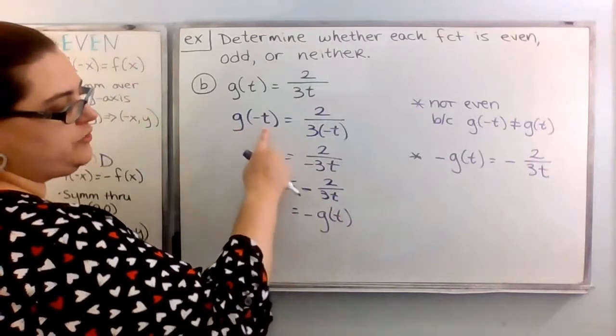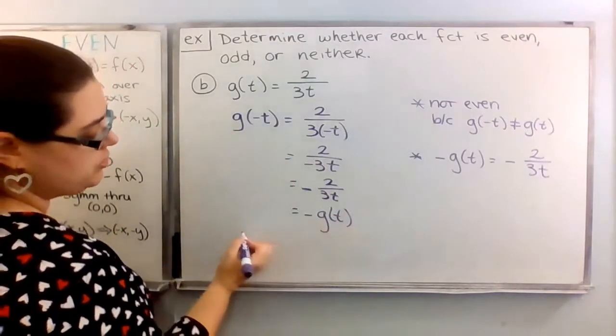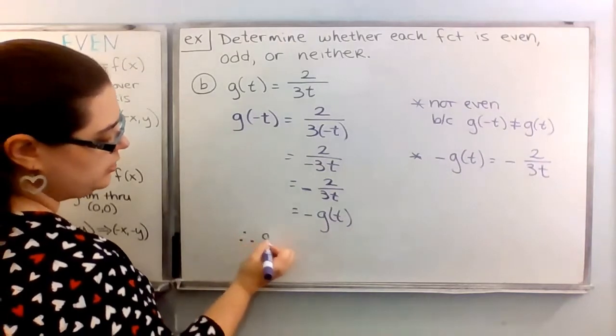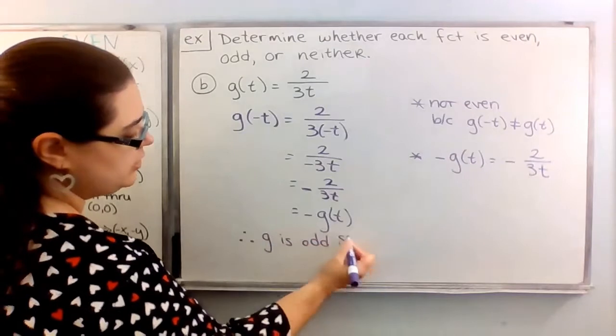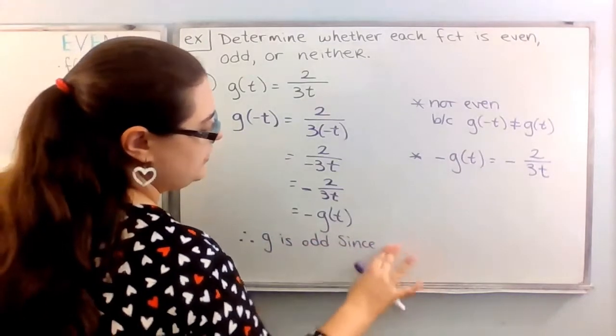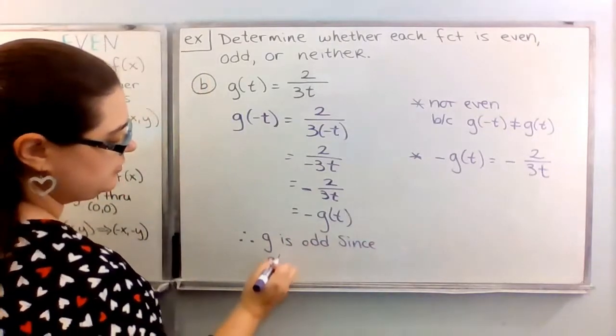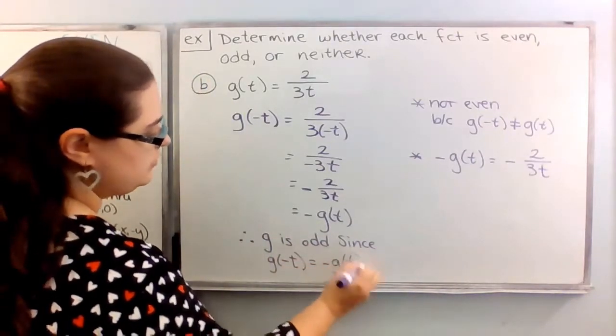So we have g of negative t is the same as negative g of t. So therefore, g is odd since g of negative t is equal to negative g of t.